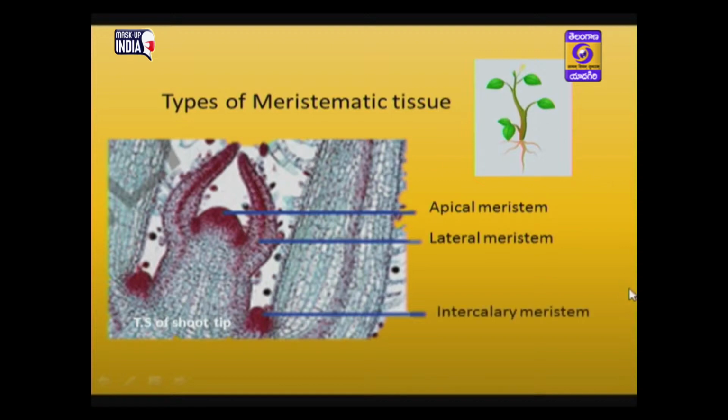Now, intercalary meristem. These tissues are present in the areas from which branching takes place, like where a new leaf, a flower or a stalk grows. Here you can see the intercalary meristems. Here, where the new branching takes place, intercalary meristem tissue is seen.